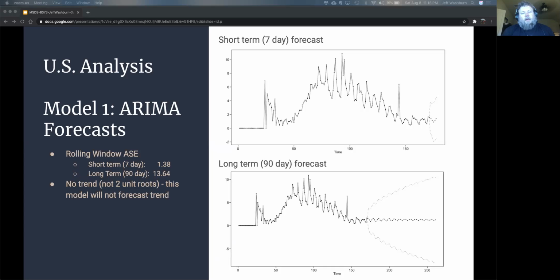The short-term forecast of 7 days looks quite nice, further supported by a low rolling window ASE of 1.38. The 90-day rolling window ASE does increase to 13.64, but still not too bad.